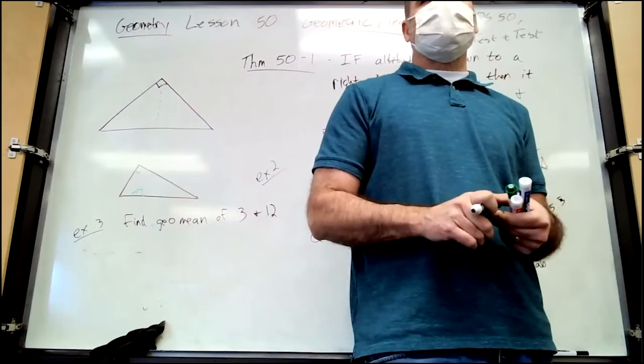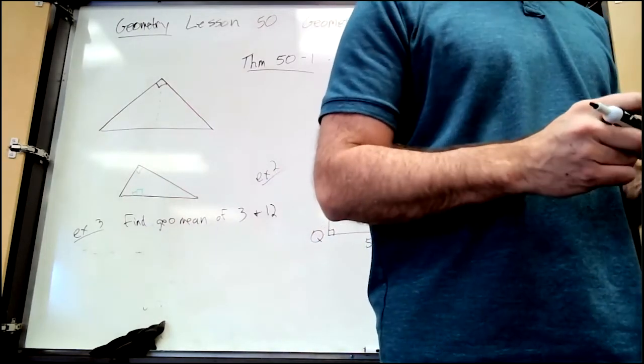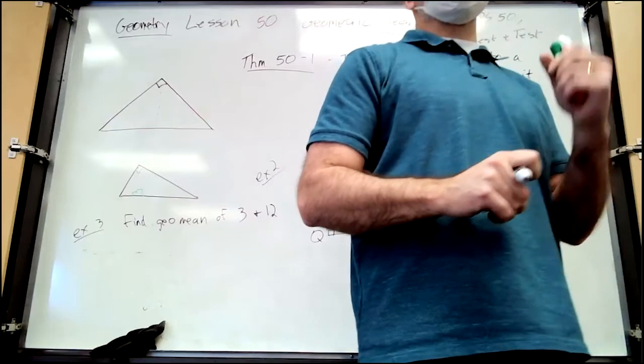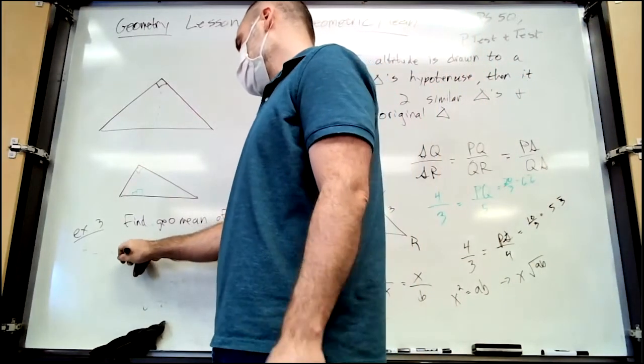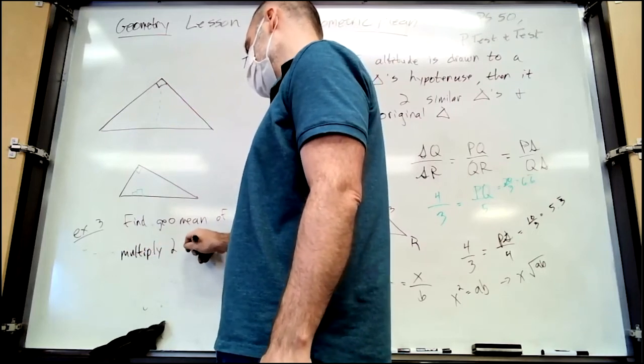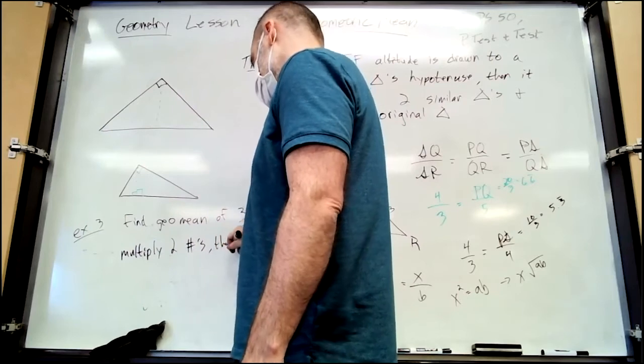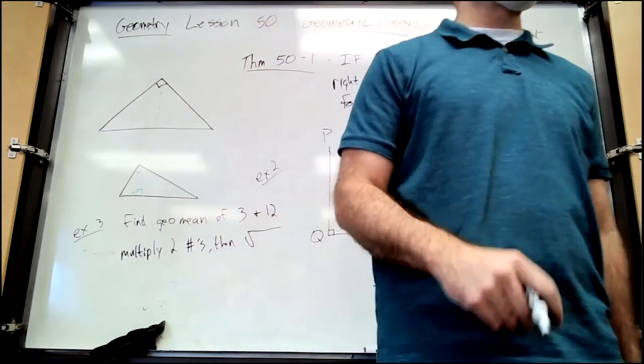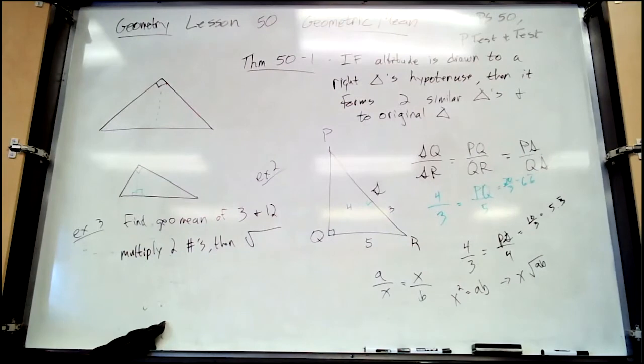Okay. Square root it? You don't square root it yet. Take notes. Write this down. To find the geometric mean, multiply two numbers, then square root. What's the geometric mean of 3 and 12? Wait, so I got 7.5 and I square root that? You got 7.5 because you found the normal mean of 3 and 12. You added the two and divided by 2. I want you to find the geometric mean.